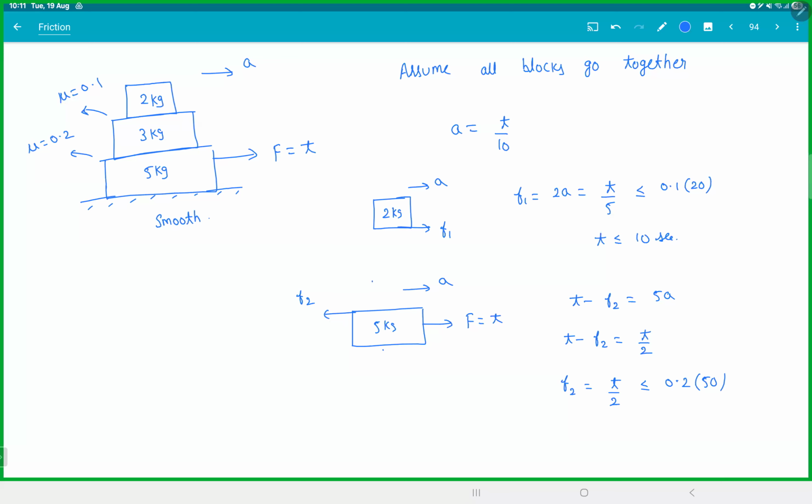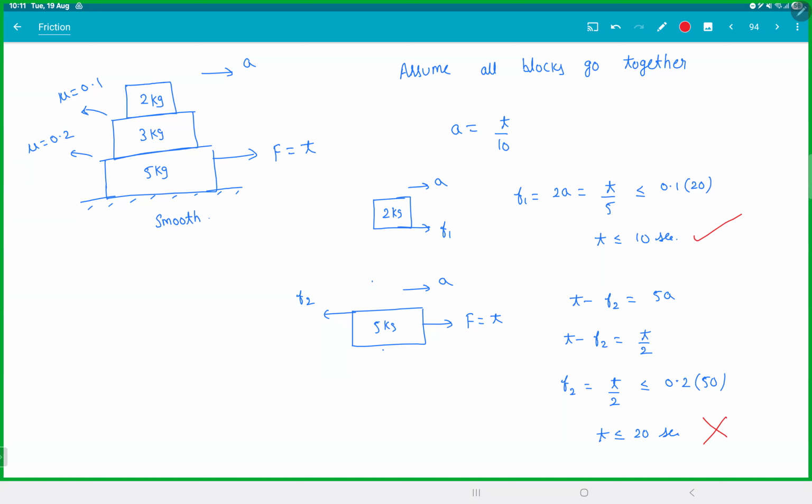I hope everyone is clear why I'm taking N as 50 and not 30, right? The total weight from the top. So how much is this? 0.25 into 10 is less than 20 seconds. So this is right and this is wrong. So 2 and 3 are slipping first.